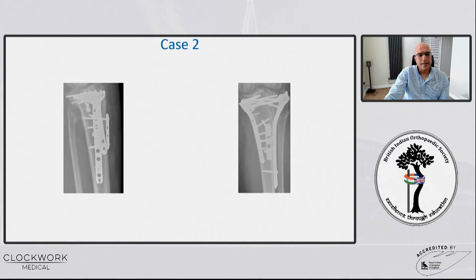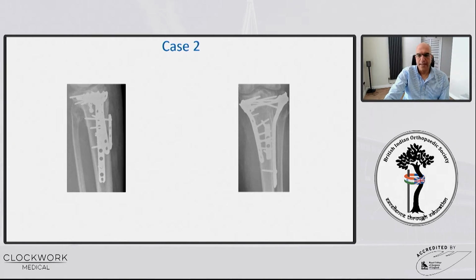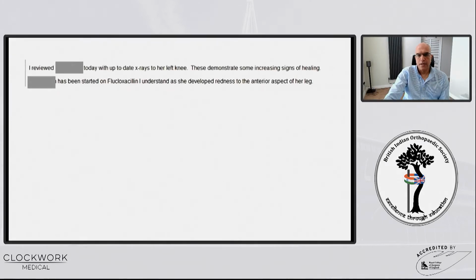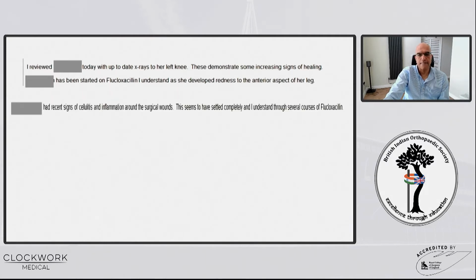This was a more challenging internal fixation in a woman in her 50s. A bicondylar fracture has been fixed with 4 plates. She goes on to be discharged. She comes back to clinic, and this is a tertiary referral. So she comes back to the orthopedic clinic at about 6 weeks, and that's a screenshot of the clinic letter. I understand she's been on flucloxacillin because she developed redness on the anterior aspect of her leg. So what happens then? She's told, continue the fluclox for a few more weeks and we'll see you back.